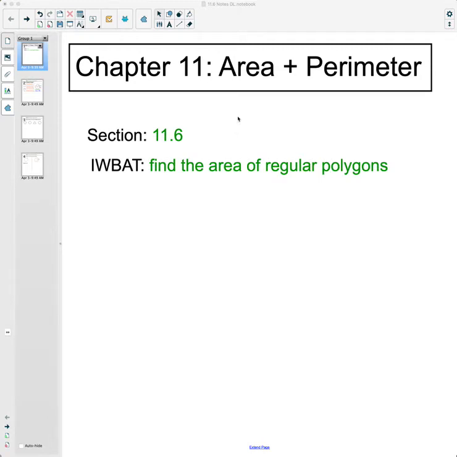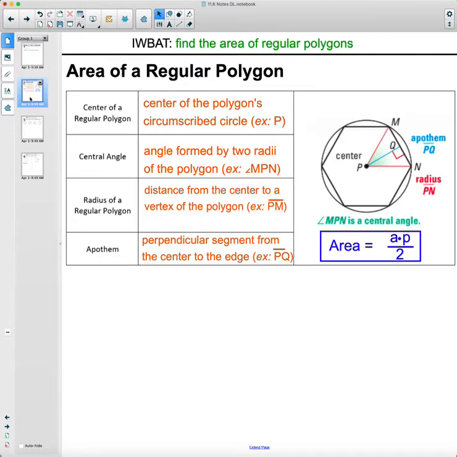In this video, we are going to talk about how to find the area of regular polygons. Remember that regular means that the shape is equilateral and equiangular. So all the sides and all the angles are the same. So let's take a look at a couple vocab terms that you're going to see. Feel free to pause the video, write this down, and then I'm going to explain some of it.